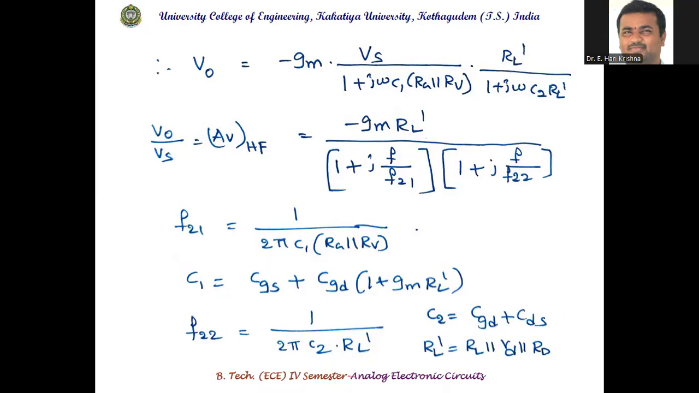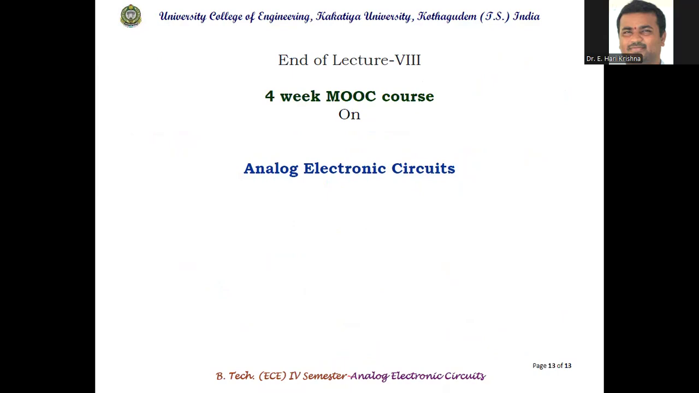So f21 corresponds to one low-pass filtering action. f22 corresponds to one low-pass filtering action. So we have seen how to compute f2 from these. f2 is equal to the minimum of those. We have seen that. So this is the mid-frequency analysis and high-frequency analysis of the RC coupled amplifier. We'll see the low-frequency analysis in the next session. Thank you.